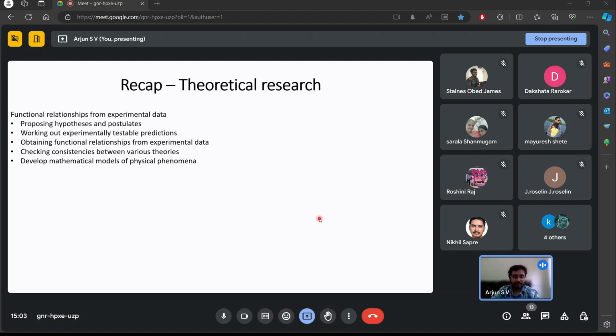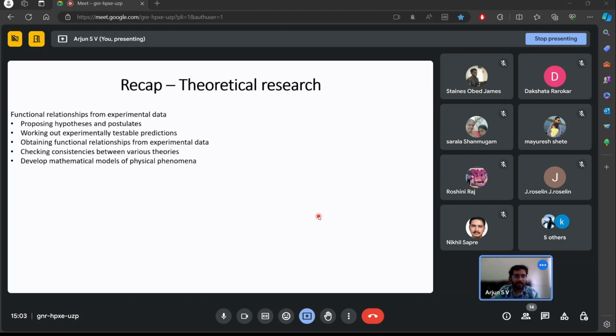Half of the week 9 lectures focus on theoretical research: how postulates are formed, and how a scientific topic starts from a hypothesis and ends up with a result and a mathematical model. The initial lectures focused on how to build functional relationships from existing experimental data. There are a few steps where a scientific problem is posed and then addressed, and one of the steps is to propose a hypothesis and postulate.